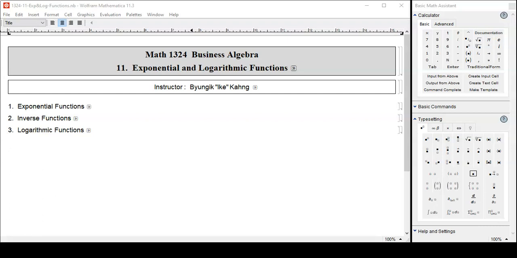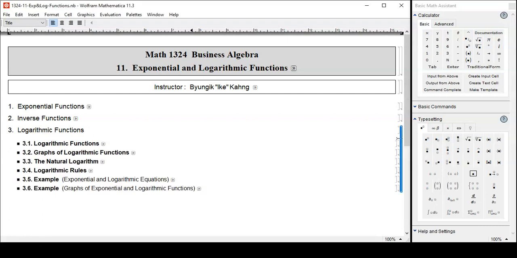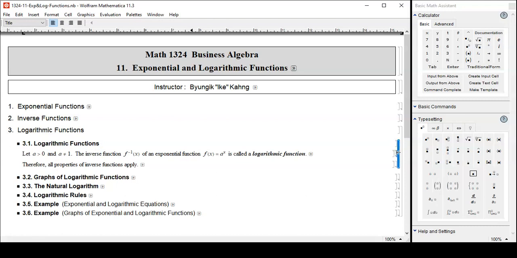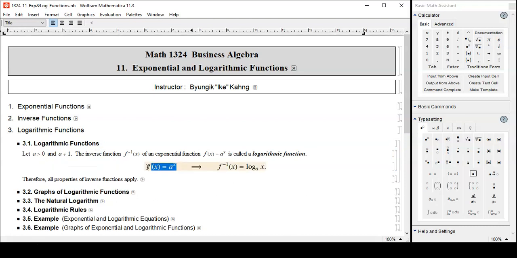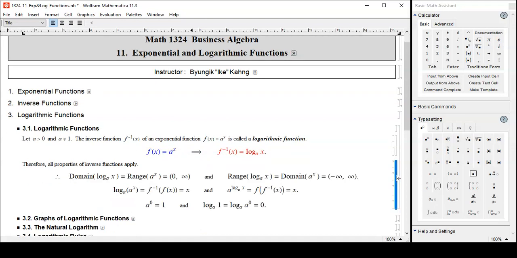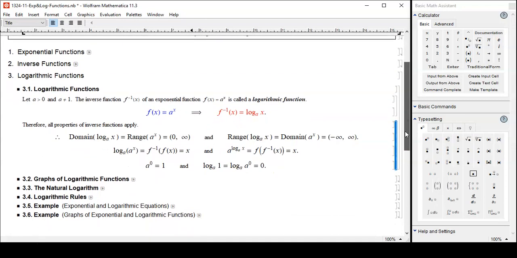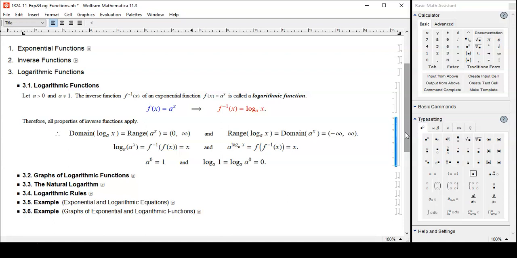Hello students, welcome back. Previously we went through the logarithmic functions. We defined it as an inverse function of an exponential function. Remember? Therefore, all the rules for inverse functions apply.